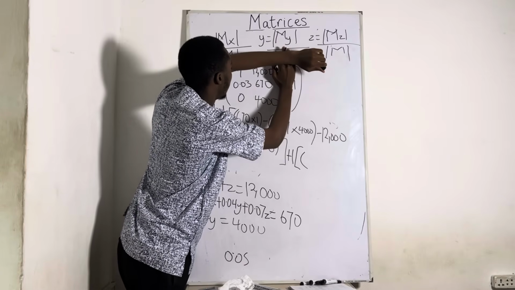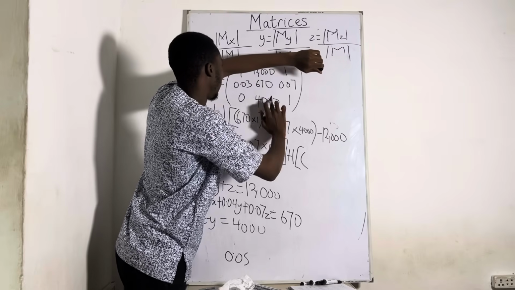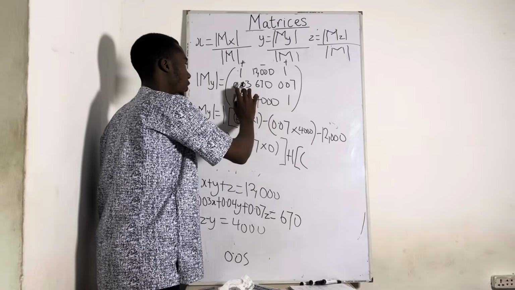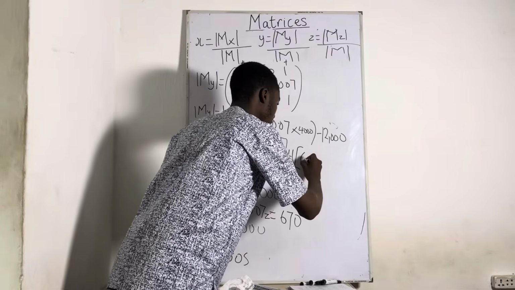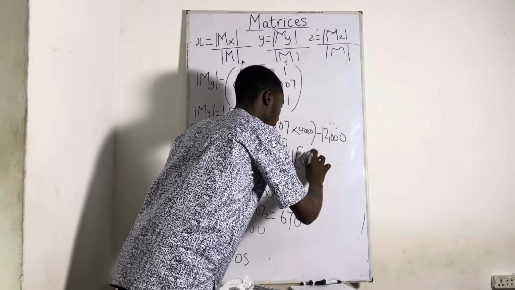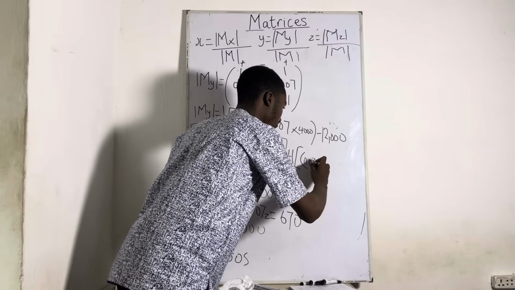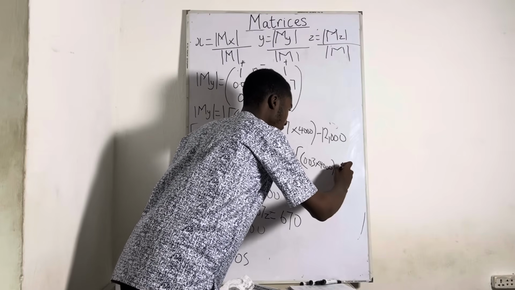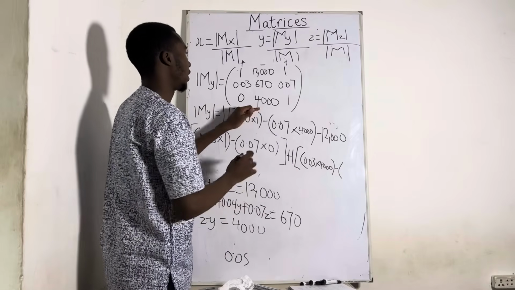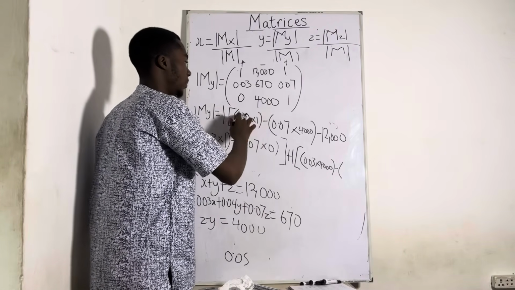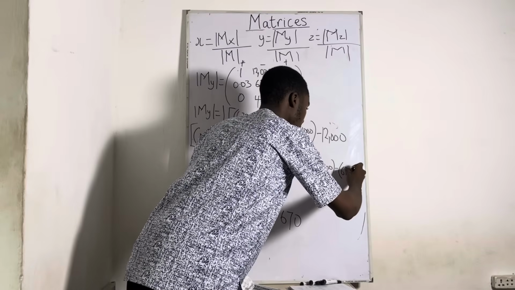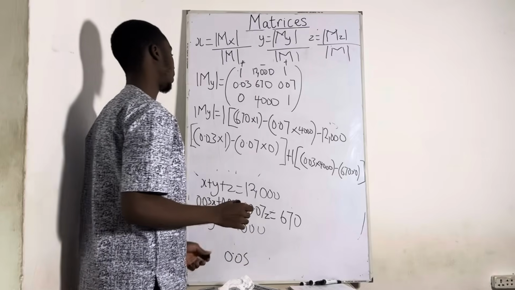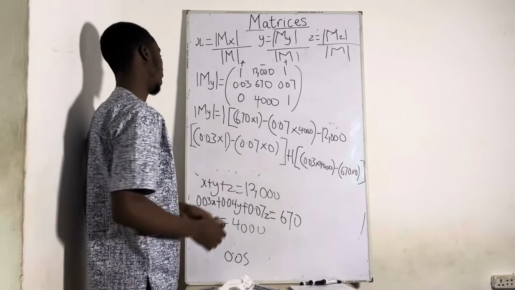You are left with 0.03, 670 and 0 and 4,000. 0.03, 670, 0 and 4,000. So plus 1 into brackets 0.03 times 4,000, minus into brackets 0.07 times 4,000, minus 670 times 0. Then you close the brackets. Get it? So you can also punch all this on the calculator.